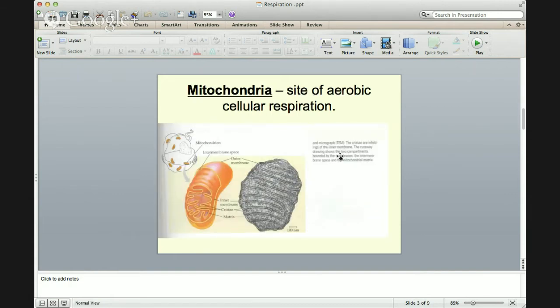So the mitochondria is the site of aerobic cellular respiration. So we learned a little bit about mitochondria in our unit on cells. We learned that it's the powerhouse of the cell and it's where energy is produced. And so this is going to be one of the main organelles that we'll be focusing on in this unit.